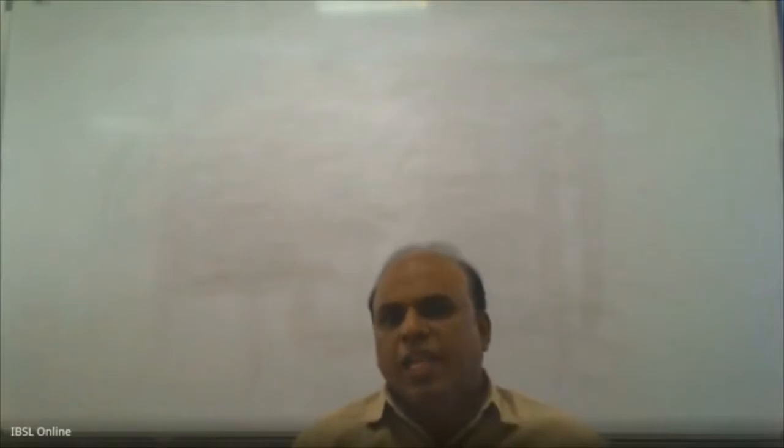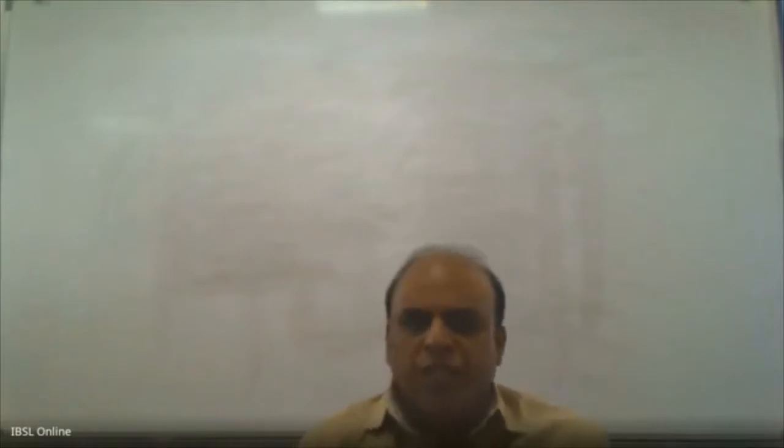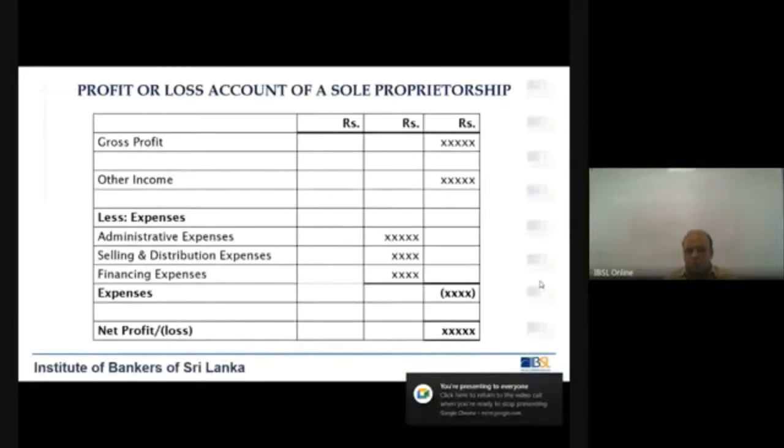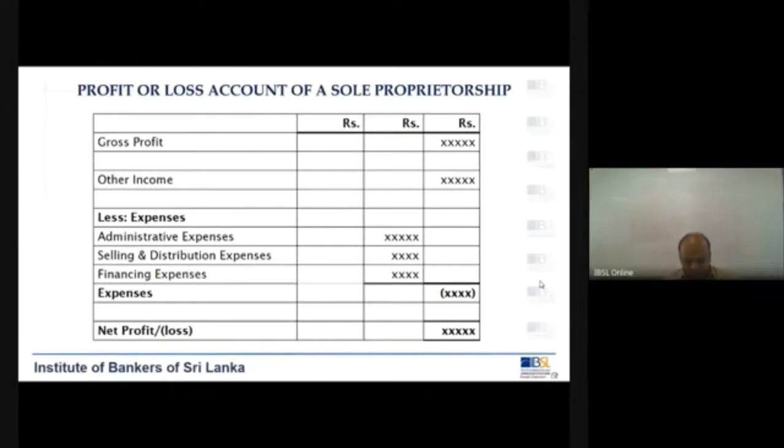So starting from the gross profit, we go into the net profit. What you do is add any other income that you have in your business. Other income is any other source of income, like if you have made an investment, or if you get some interest from your bank balances, you can have it as other income. So all those will come there.